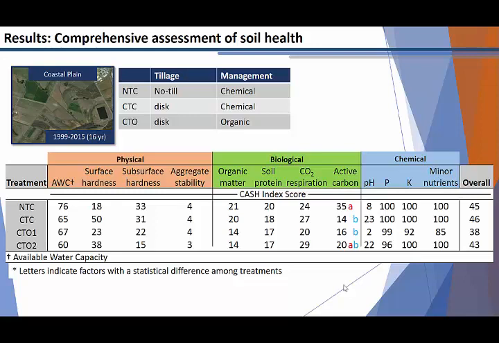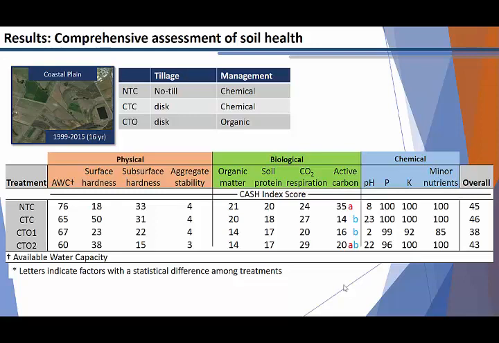And then at the bottom is a table with the treatments listed in the leftmost column, followed by the 4 physical indicators: available water capacity, surface hardness, subsurface hardness, and aggregate stability. Then the biological indicators: organic matter, soil proteins, CO2 respiration, and active carbon. And then the chemical indicators: pH, phosphorus, potassium, and minor nutrients. And then the far right column is our overall soil health score from the Cornell assessment. So remember, this is the score where they average all of these 12 scores together and give us an overall score for soil health based on the soil sample that we submitted. And within the table, I have letters that indicate when there's a statistical difference between the treatments at the location.